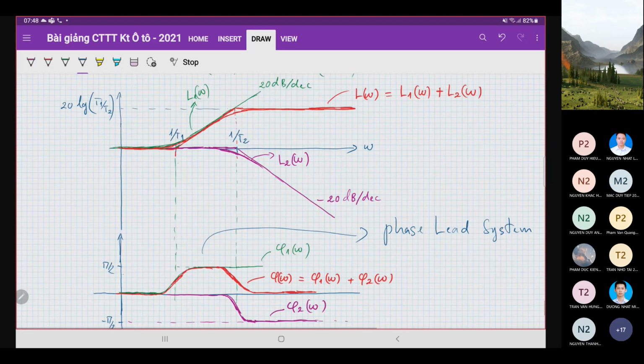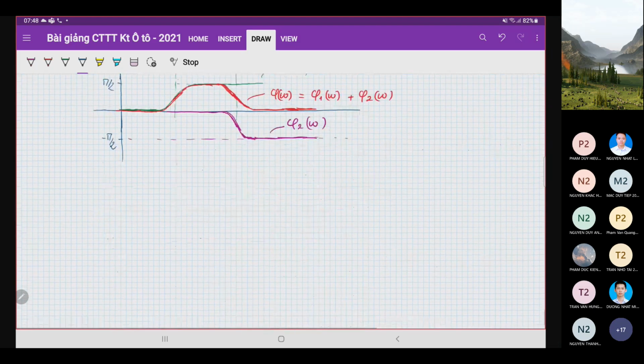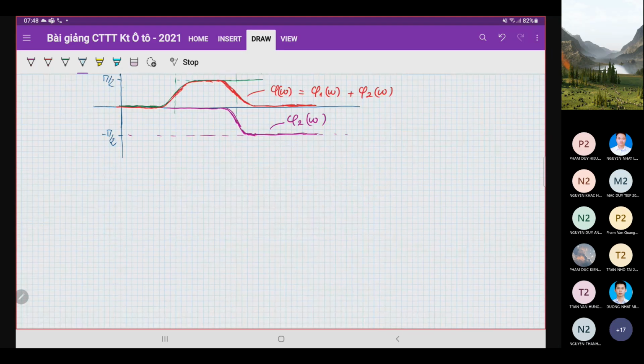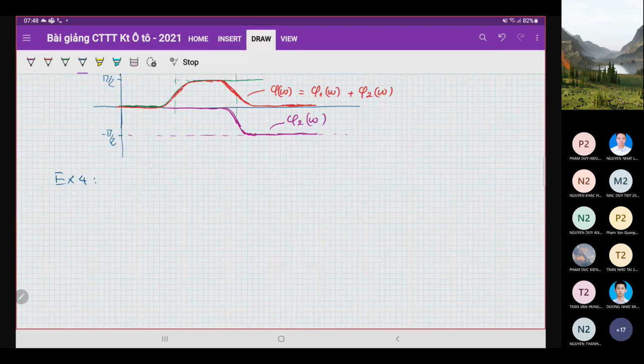And the same if we have G(s) equal to still 1 plus T1 s over 1 plus T2 s, but now we assume that T1 is smaller than T2. This system we call a lag system.